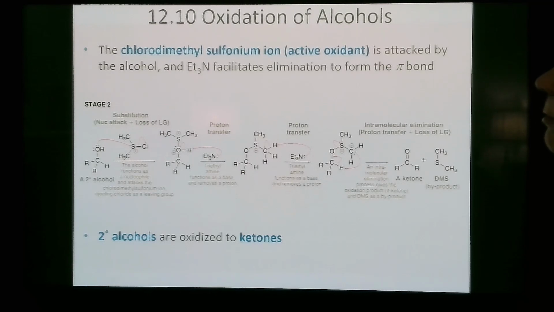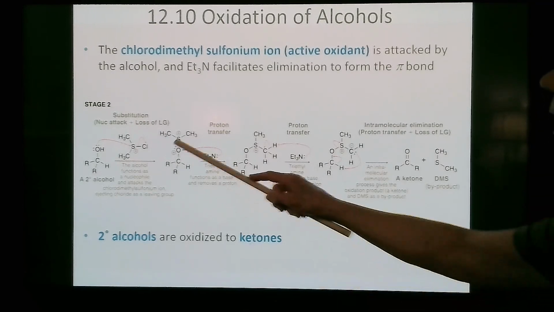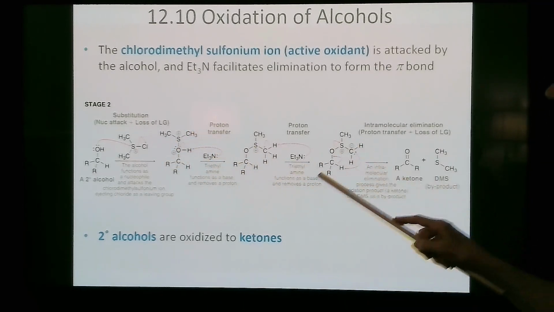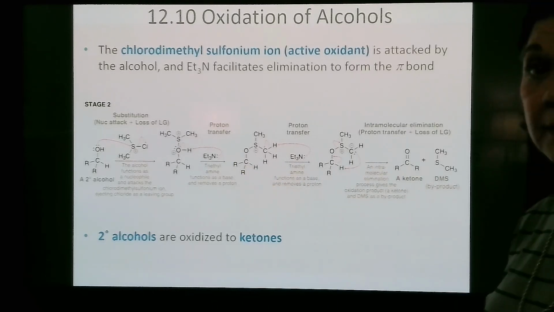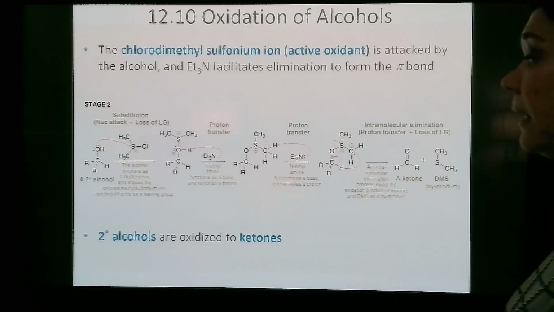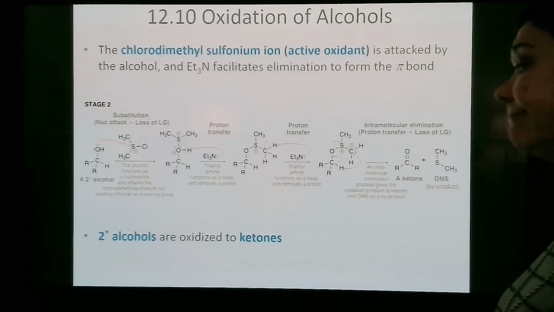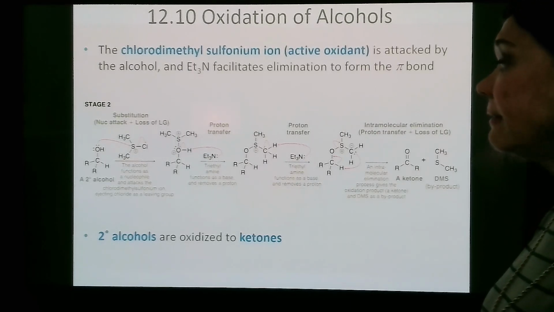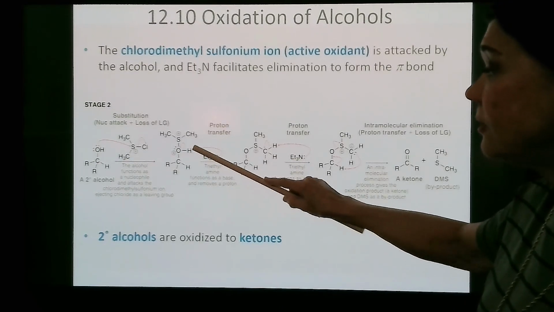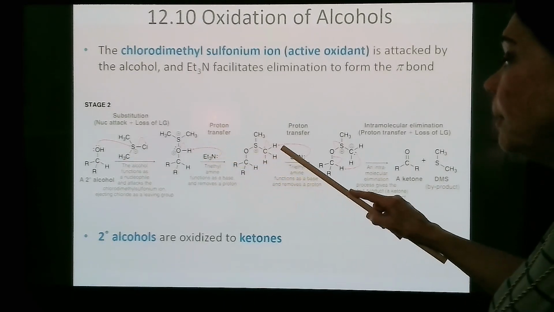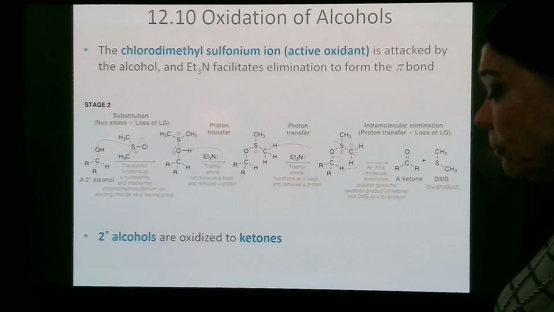Now, I don't think that you would ever be asked questions about this mechanism, but it is good to see this mechanism because all of the steps in this mechanism are very common steps. And I think an important part of it is that the triethylamine is a very mild base, plucking off the proton in both steps.